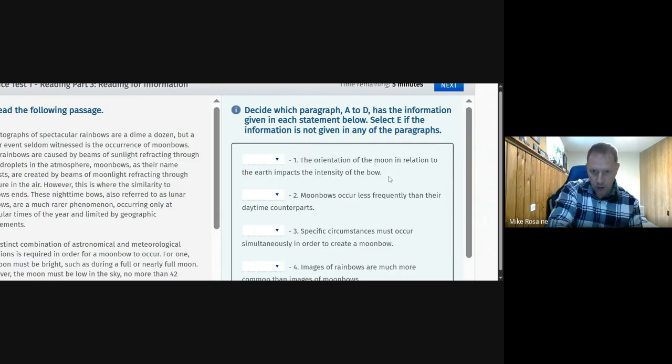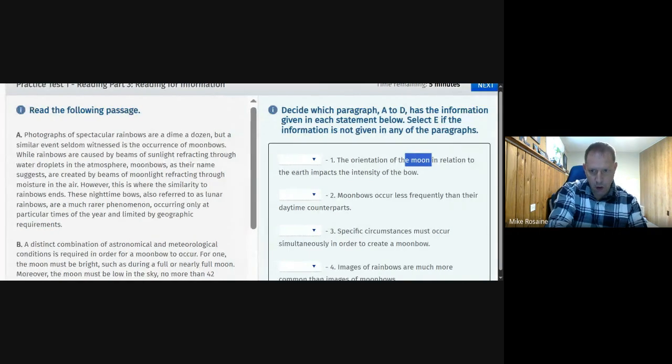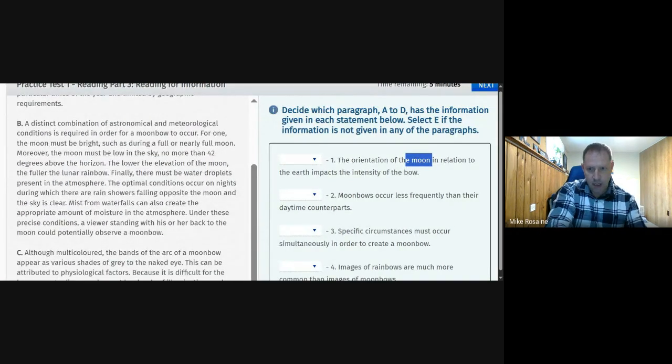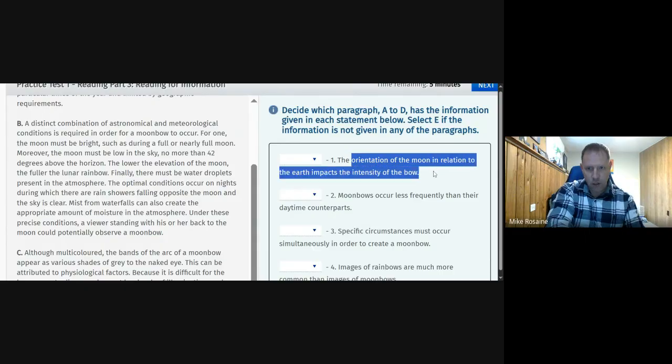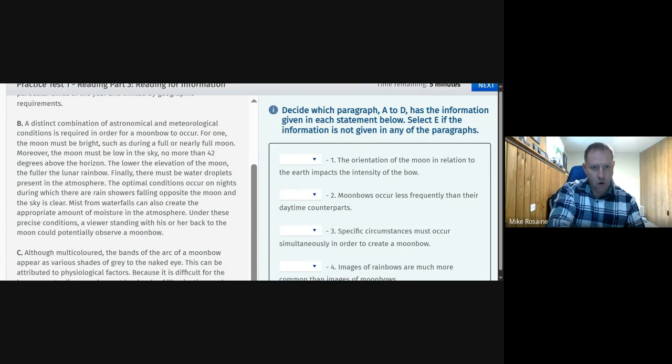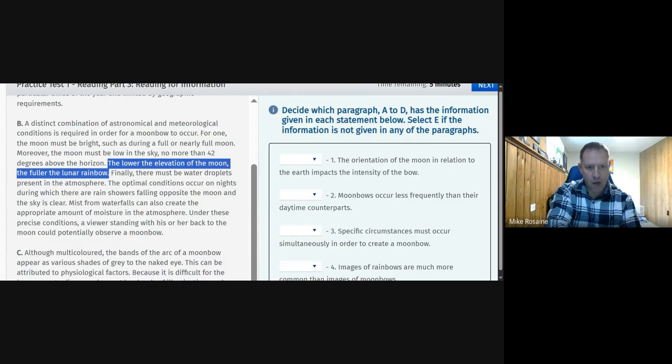So let's try number one. The orientation of the moon in relation to the earth impacts the intensity of the bow. Where's moon? That's in B, right? Let's see B. Do we get any idea of this now? Orientation impacts the intensity. So let's check where it talked about the moon. No more than 42 degrees above the horizon. That could be orientation. And then the next sentence, the lower the elevation of the moon, the fuller the lunar rainbow. And that, I believe, is our paraphrase.